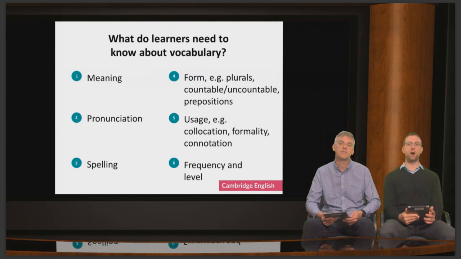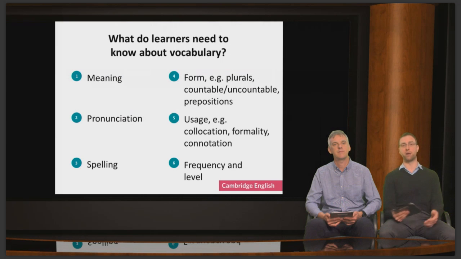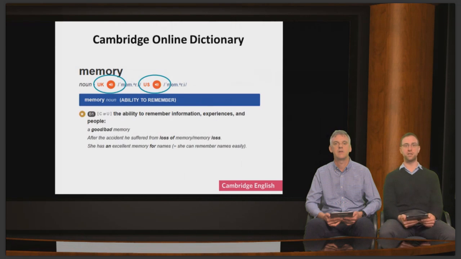Now, let's remind ourselves of what learners need to know about a word. Let's look at the slide we saw earlier to remind you. An online dictionary can help learners with all of these aspects of vocabulary, in fact. Firstly, learners have the pronunciation, both British and American versions. The computer will play an audio recording of the pronunciation when you click on the speaker symbol.